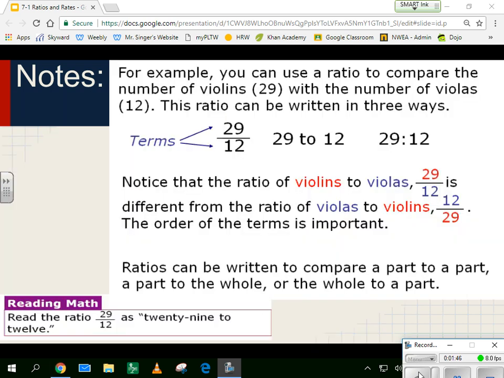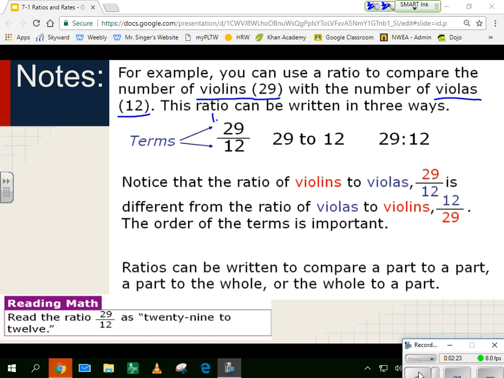All right, so here's an example. Now, if we were looking at the ratio to compare the number of violins, it was 29, and violas, which were 12, you would write a ratio. So basically what you do is you take the 2 terms, and in this case, the 2 terms we had were violins, or 29, and violas are 12. And because we're looking at violins to violas, the first number is going to be a 29, and the second number is a 12.